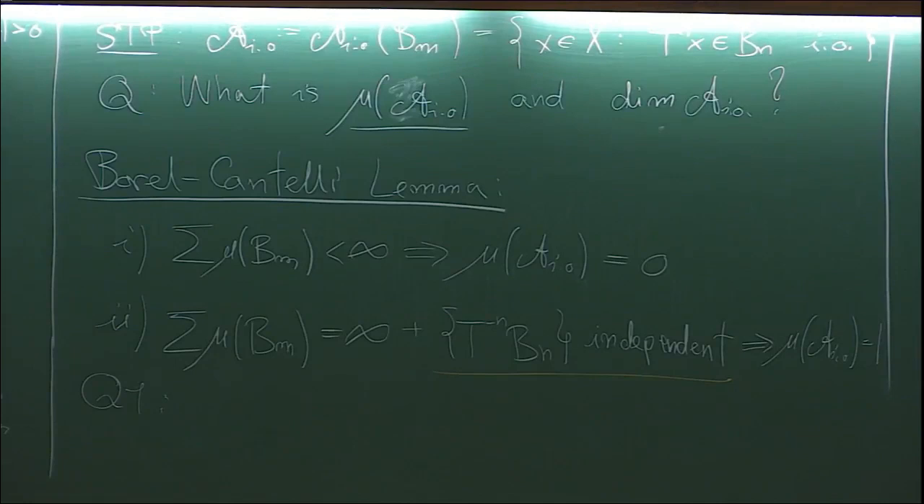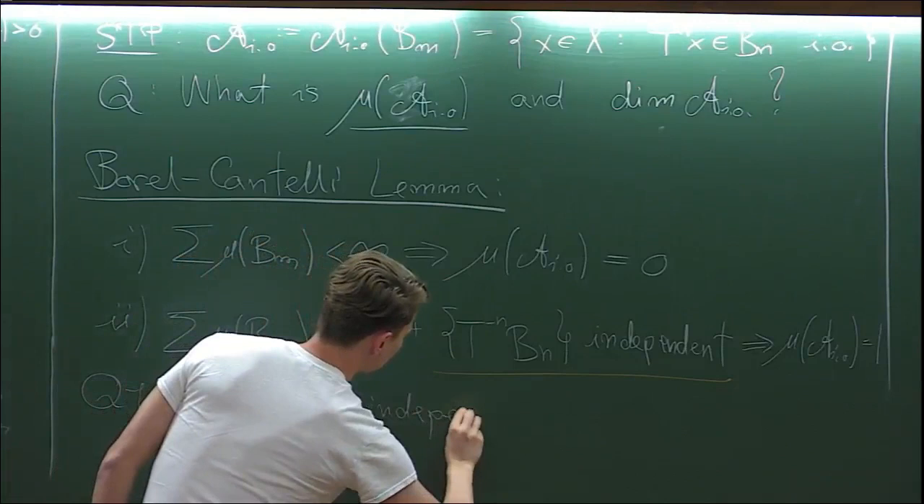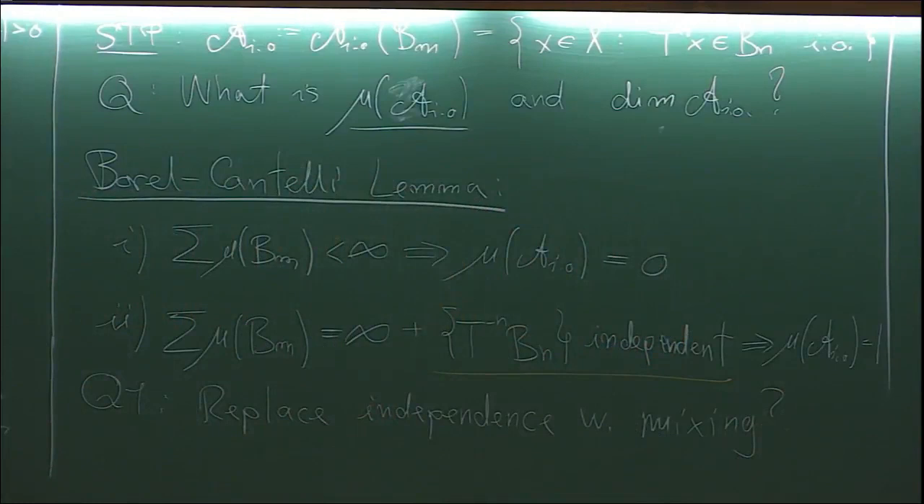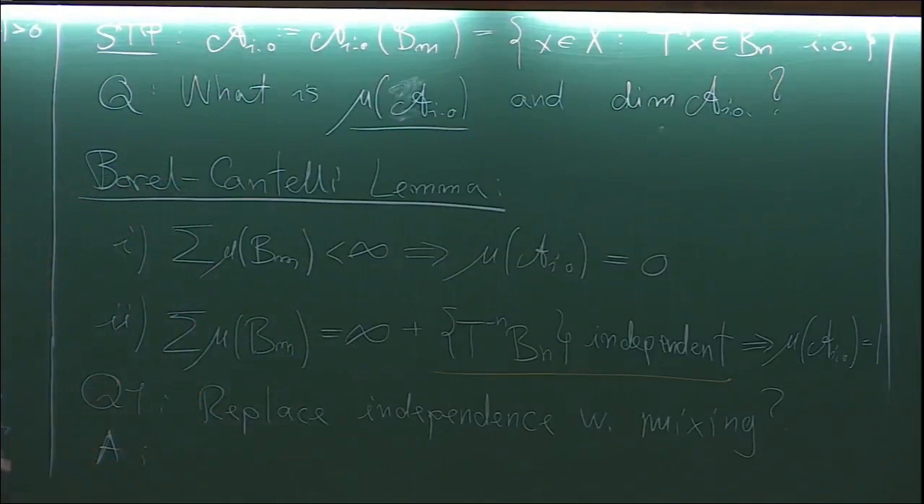Okay, so the question is, if we can replace independence with mixing of some kind. Unfortunately, the answer is that it's not true in general. Even with your most wonderfully mixing system in the world, it's always possible to construct such a sequence of targets which has a divergent sum of measures, but where we don't get the measure of the set of infinitely often hits being equal to 1. So we can't say this in general.